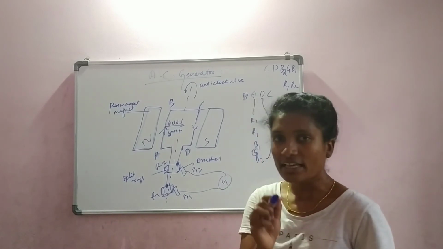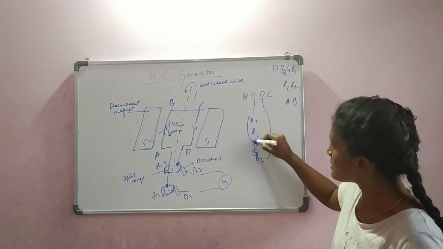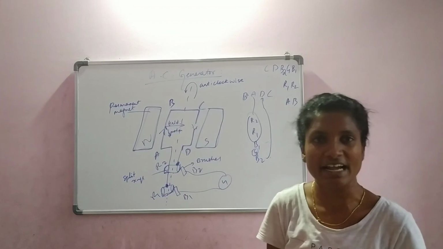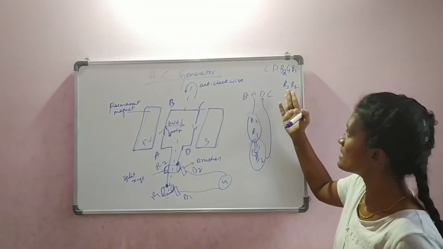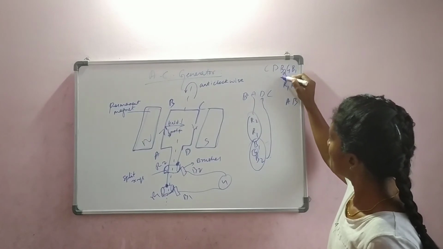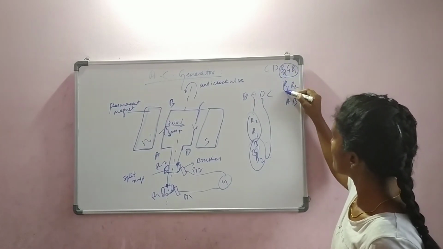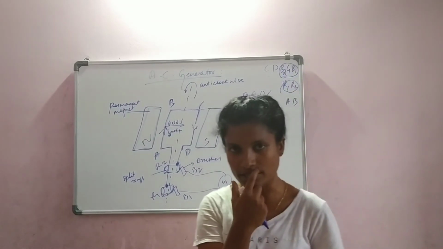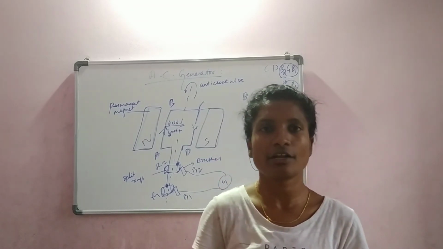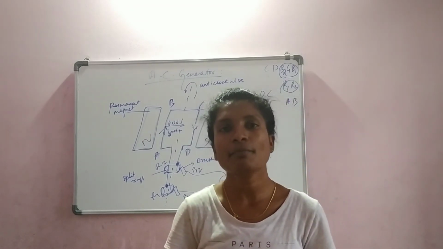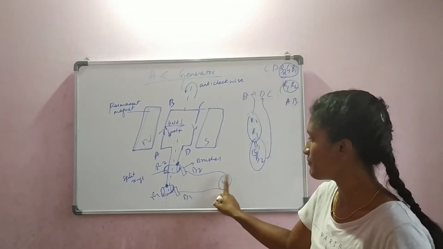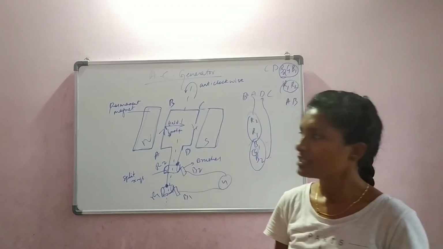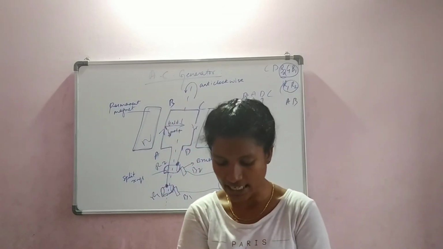So one thing we are observing is, it was R2 to R1 in the first anti-clockwise direction and B1 to B2. Whereas in the clockwise direction, it is B2 to B1 and R1 to R2. Both are reversed, which tells us the induced current is reversed and the magnetic field is also reversed, and there will be deflection in the galvanometer. So this is the working of an AC generator.